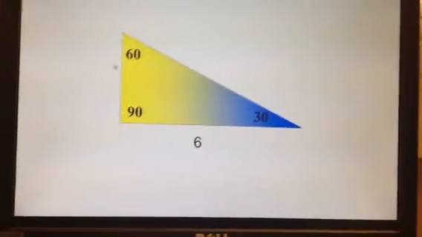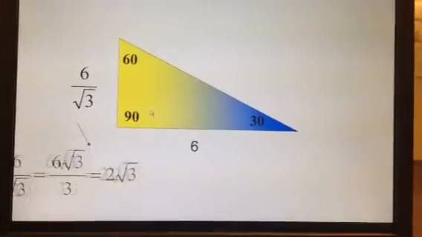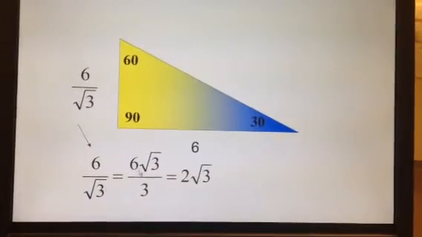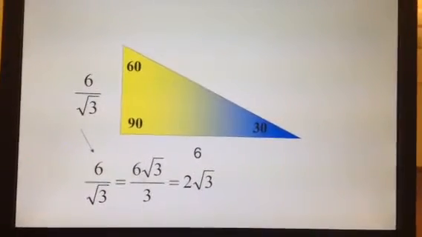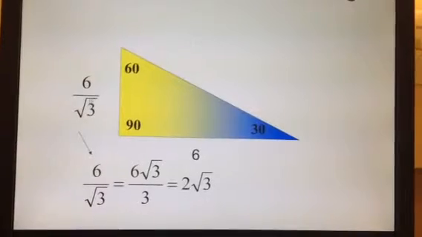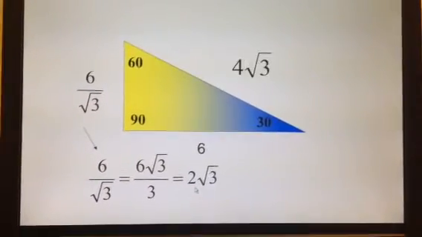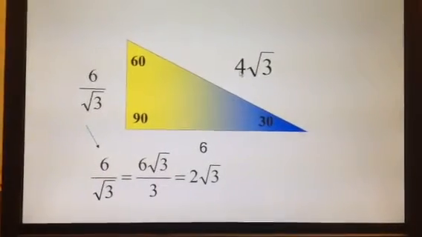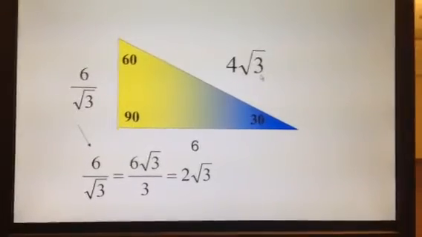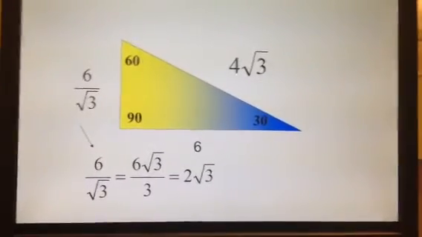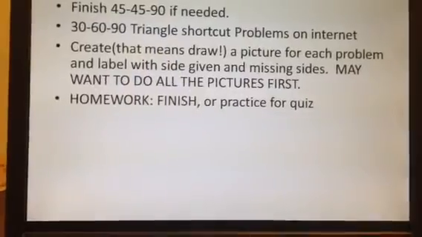Same thing, same trick, except something interesting happens here. 6 root 3 becomes 6 root 3 over 3 when I multiply by root 3 over 3, which I'm not showing. But then the 6 and the 3 will cancel to 2 root 3. So that does not look very much like that, but they are equivalent. And then this is 4 root 3, because I've taken the 2 root 3 and I've doubled it. It's 4 root 3. It is not 2 root 6. You're not multiplying by square root of 2. You're multiplying by 2. Okay, I think that's it.